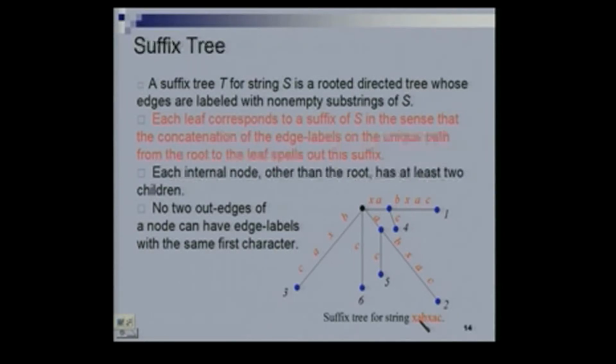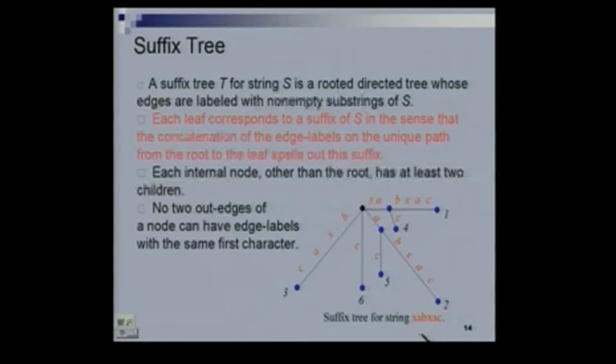जितना बड़ा टेक्स्ट है उतने ही suffixes हो जाएंगे, 6 suffixes हो जाएंगे, right? I'm not saying proper suffixes, I'm saying suffixes, all, right? Now I'm going to take them as my words. XAB XAC is one word, AB XAC is another, BXAC is another, XAC is a fourth, AC is a fifth, and C is a sixth.